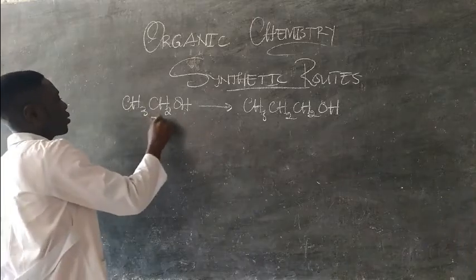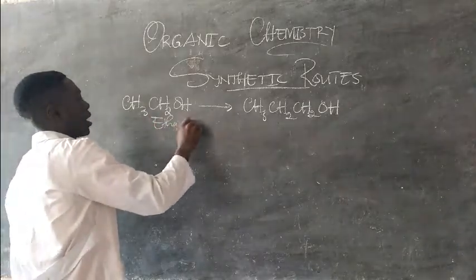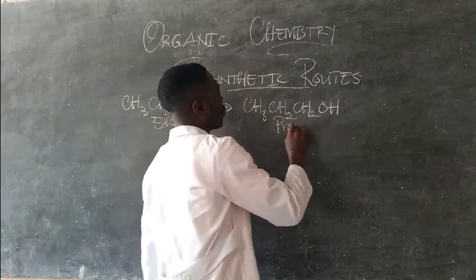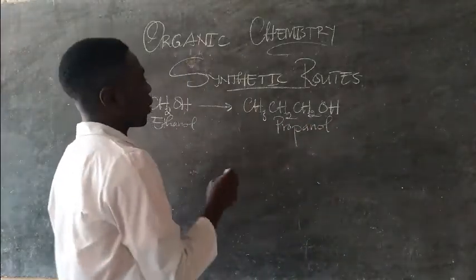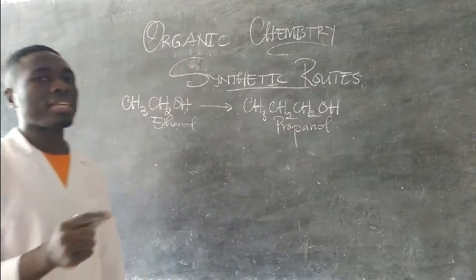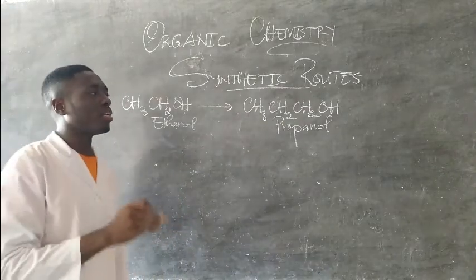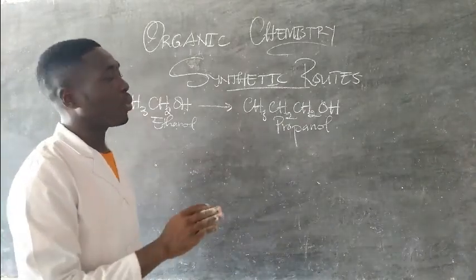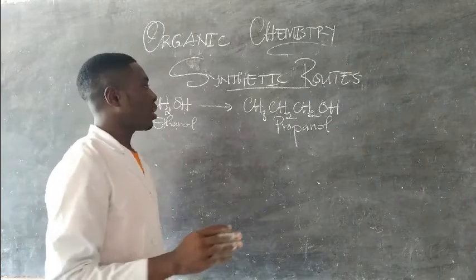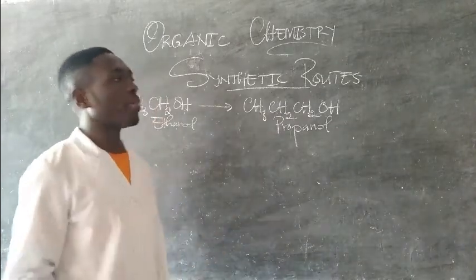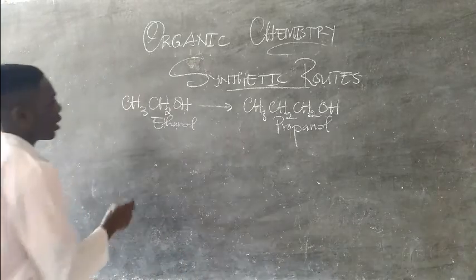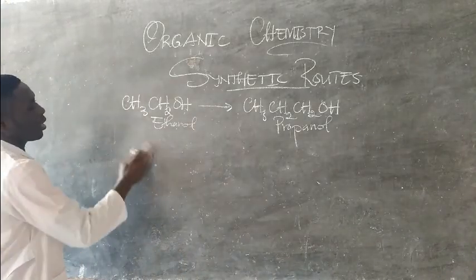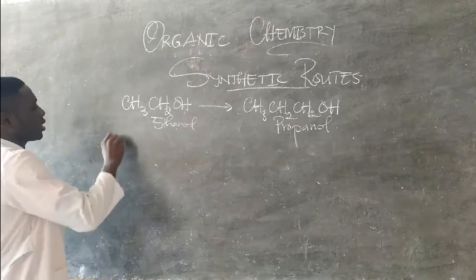So this is ethanol and this is propanol. If you understand these two synthetic routes, plus the example I'm going to solve, then you are already going to know a lot. You will be able to solve many different examples on your own.